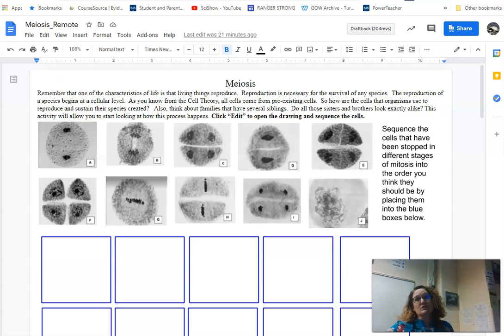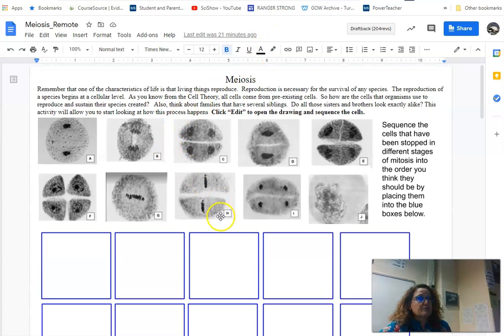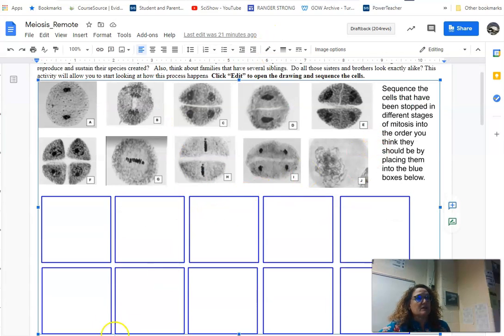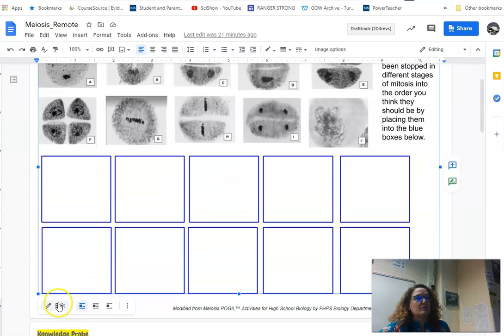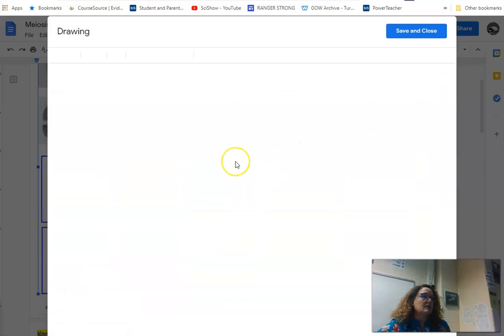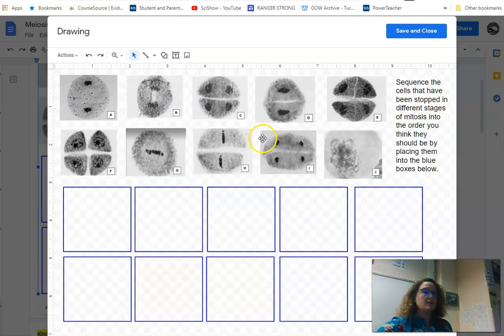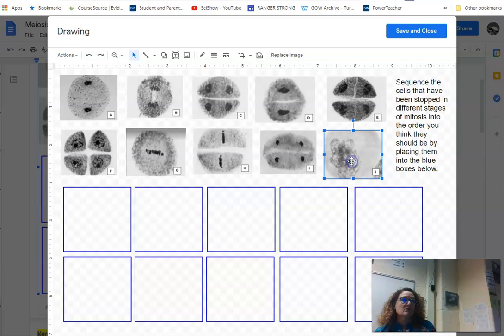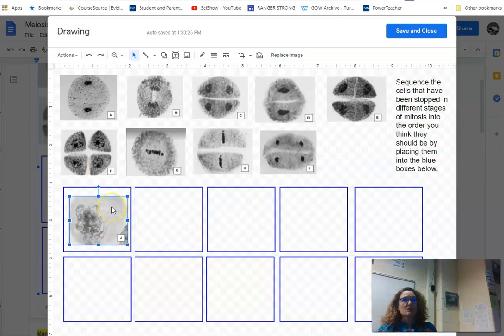What you're going to do as you look at this is, the first thing, sequence these. When you click on this, you'll get the edit button that'll pop up here, and then you can edit the drawing. What I want you to do is take these pictures. When you click edit, you can move them in order. We know that we're starting with one cell, so this is going to be your first picture. You're going to take this and move this down here. So now you have one cell.